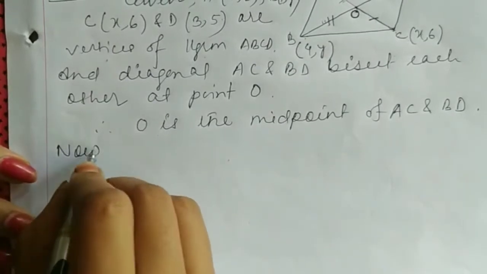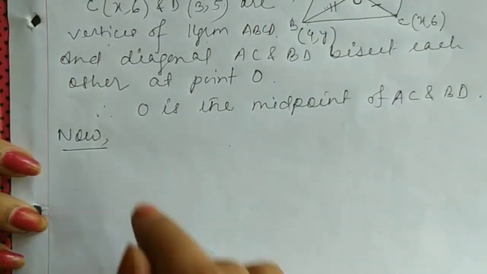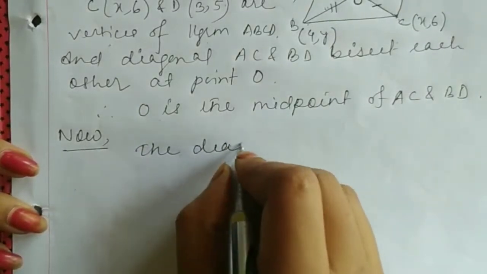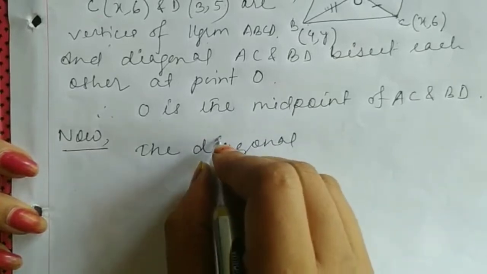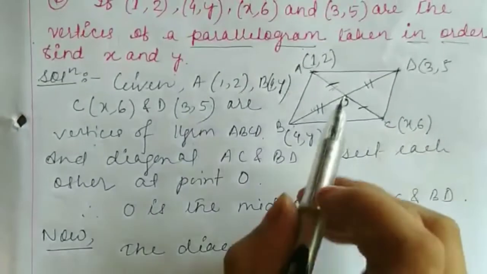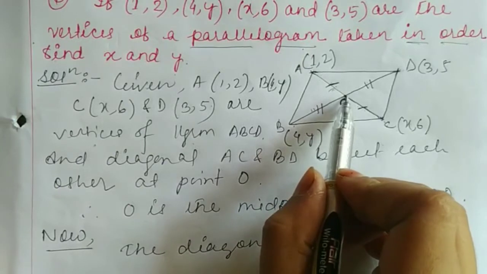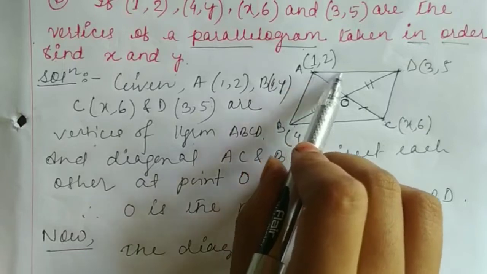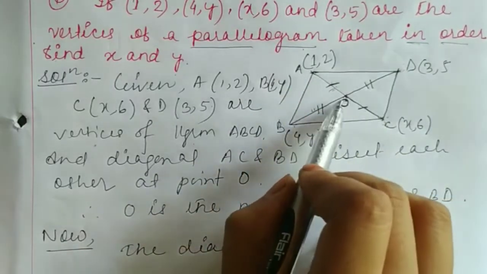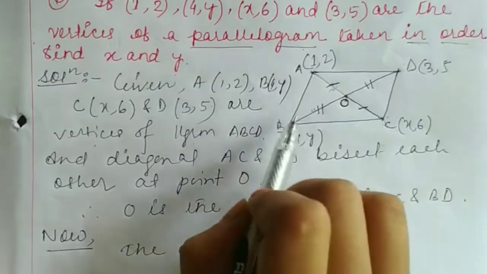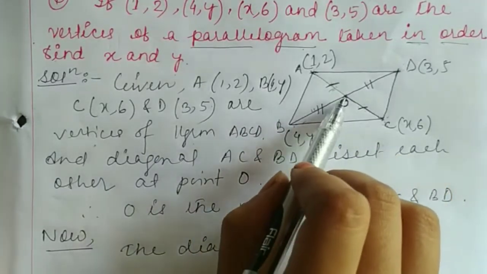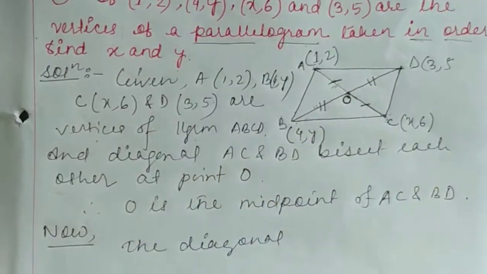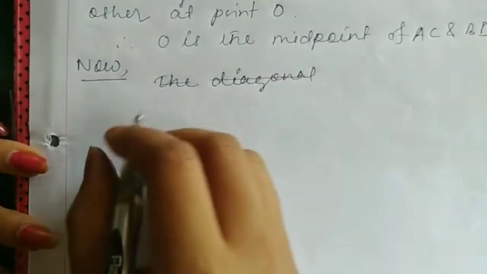Now, take the diagonals. O is the midpoint of AC and also of BD. That means the coordinates of the midpoint of AC equal the coordinates of the midpoint of BD, since O is common to both. Therefore the coordinates of the midpoint of AC equal the coordinates of the midpoint of BD. The two will be equal.